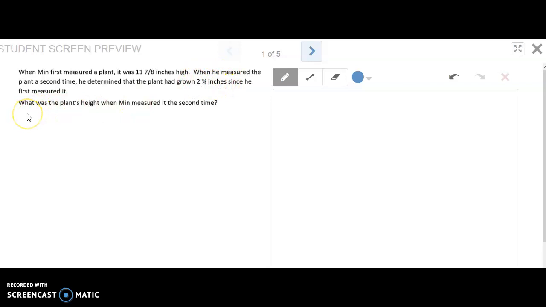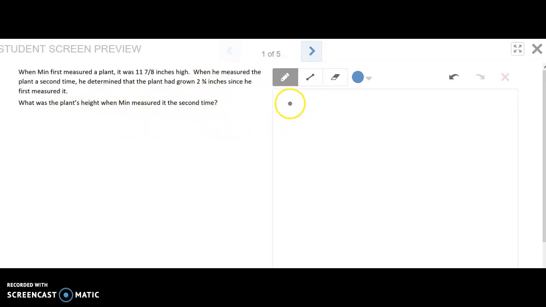Now let's decide what they want us to answer. What operation do we need to perform to answer this question? It says, what was the plant's height when Min measured it the second time? So here it was the first time. It grew this much. What was the measurement the second time? So the operation that we need to perform is to add. We want to take where we started with the plant, add how much it had grown, and that will tell us what the height of the plant was the second time.